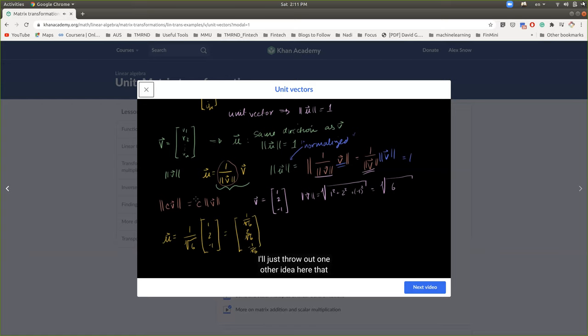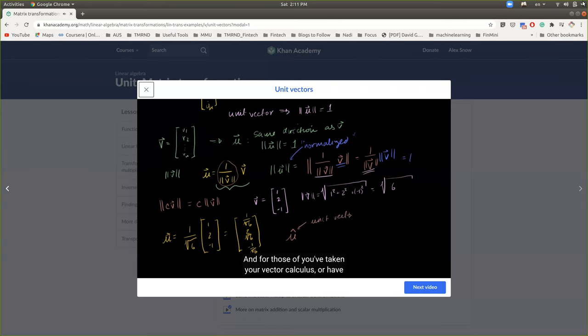I'll just throw out one other idea here that you'll often see. When something is a unit vector, instead of using this little arrow on top of the vector, they'll often write a unit vector with a little hat on top of it like that. That signifies that we're dealing with a unit vector.